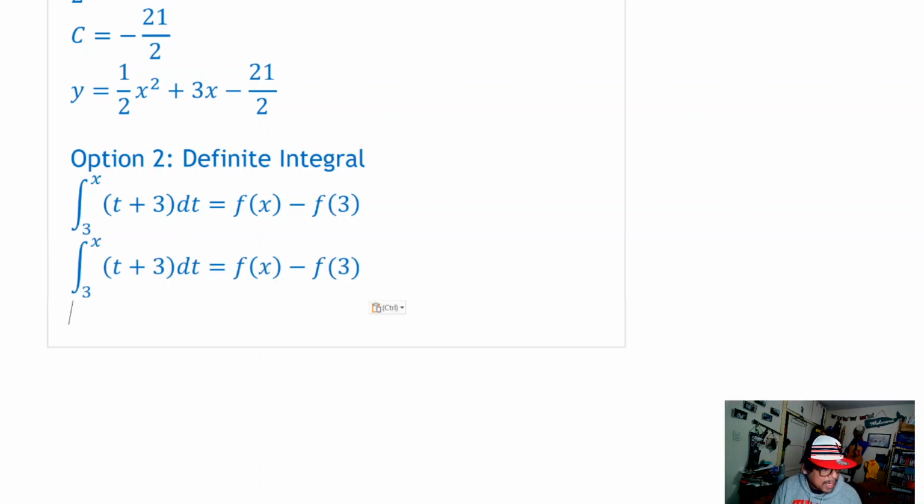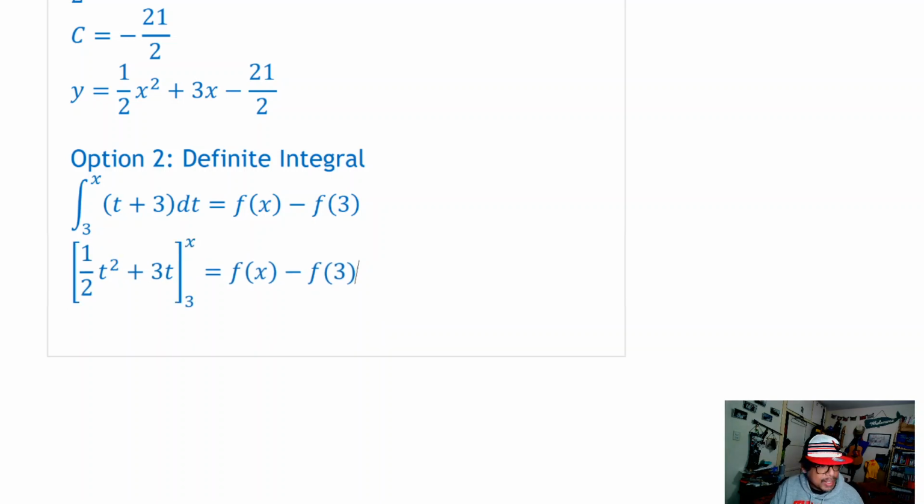Not a problem. The antiderivative of t plus 3 is 1/2 t to the second power plus 3t. Since this is a definite integral, we don't have to worry about the constant of integration. And on the right side, we're going to remember that f of 3 was just equal to 3. Now we have this set up, and we can make our substitutions.